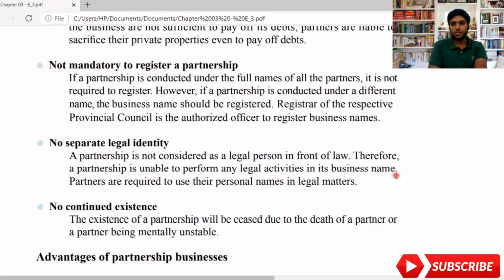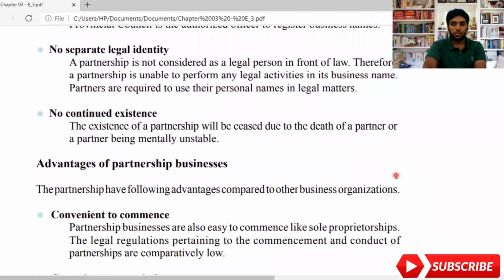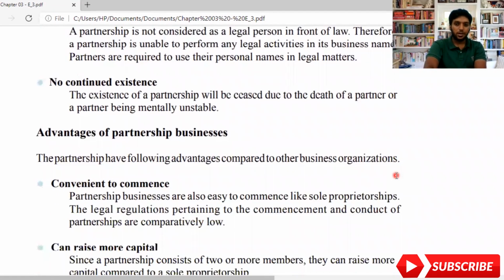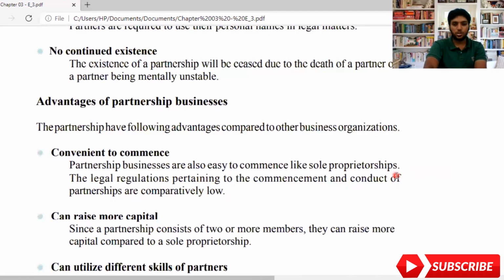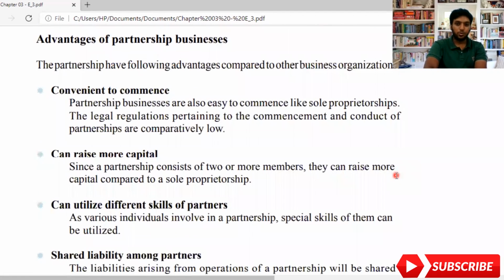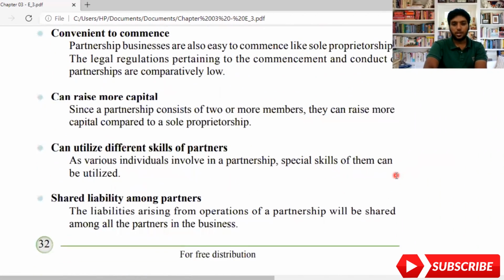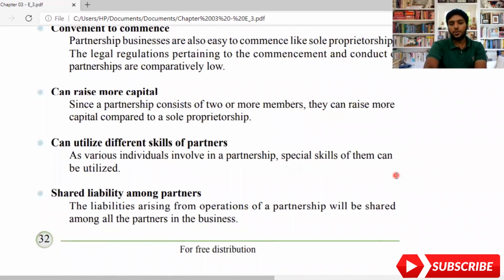No continued existence. Sometimes a good partner dies, his knowledge dies, right? So of course the partnership will stop. Or if an active partner, the partner who is actively working in the business, dies, the other partner will of course not carry on the business. So it cannot last forever. The advantages of partnership business: number one, easy to start. Number two, can get more capital than sole proprietors because new partners will bring new money. Can utilize different skills of partners.